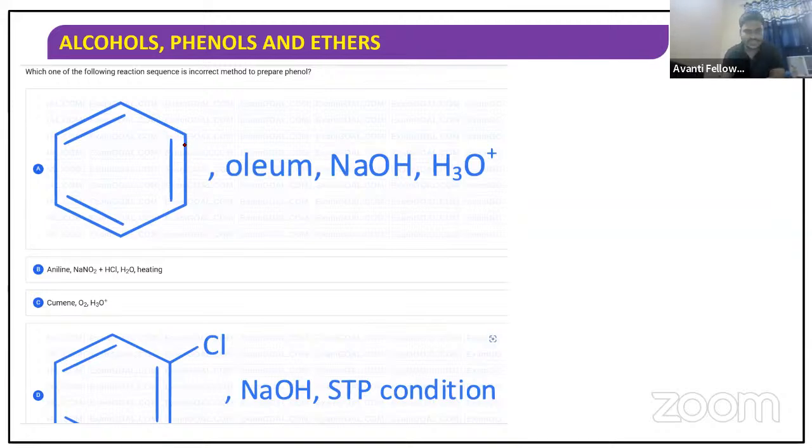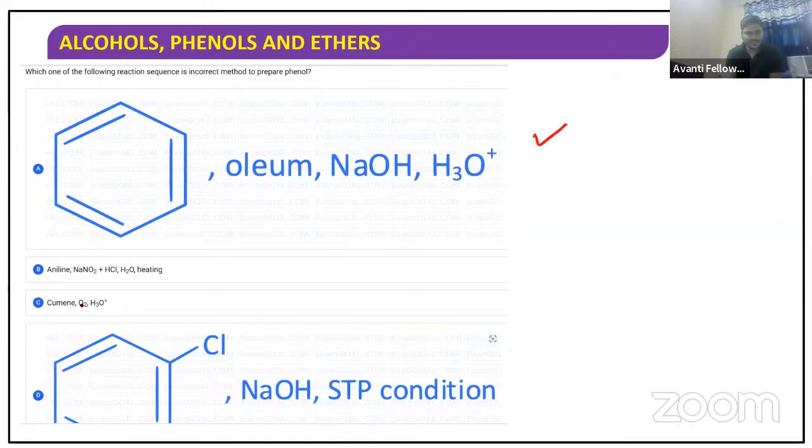Okay, so this is benzene. And when treated with oleum and NaOH, definitely in this we'll get SO3Na, which is treated with NaOH, and on hydrolysis we will get phenol, right? So in this we'll get phenol.